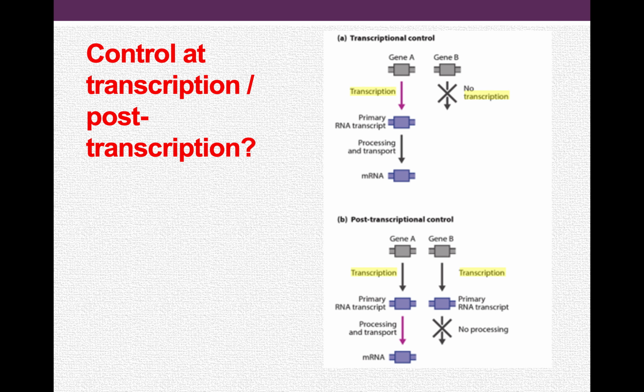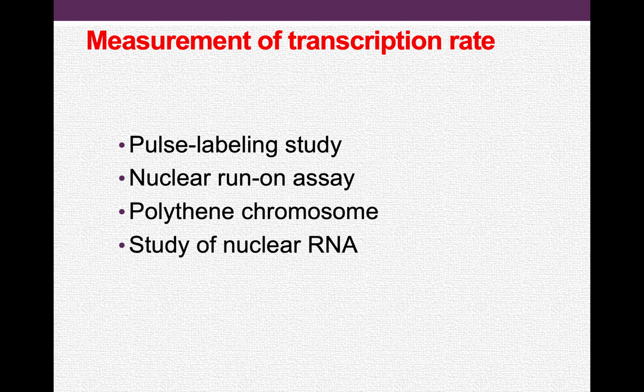I'm not going to go into detail now because I would like to talk about the measurement of transcription rate, which, like I said earlier, is not going to be easy. But it has been done. It could be done. It's just not favorable among scientists. But transcription rate could be measured using these four kinds of study. First is pulse labeling assay, nuclear run-on assay, polytene chromosome, and study of nuclear RNA.